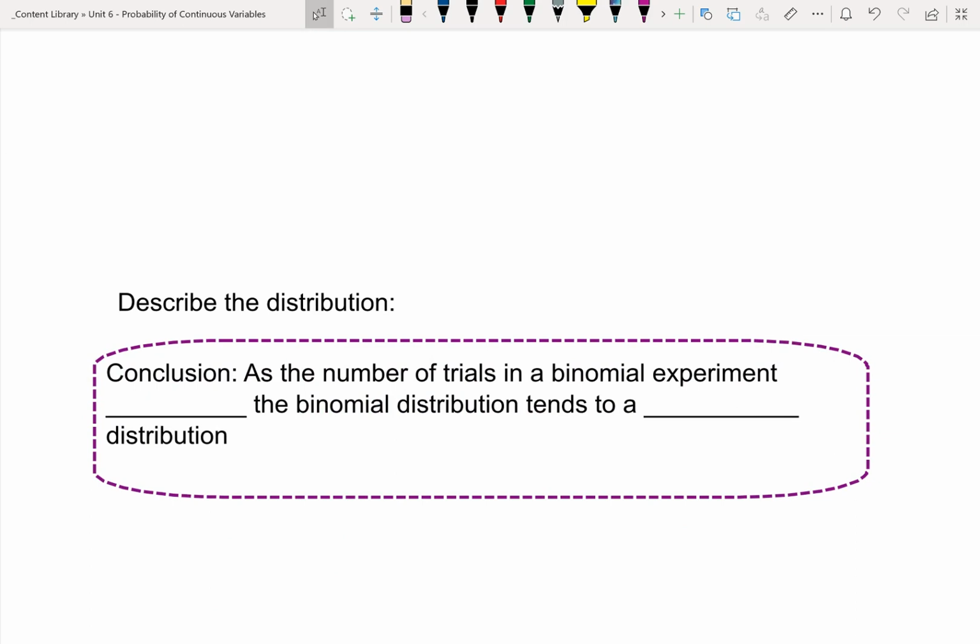So in conclusion, as the number of trials in a binomial experiment increases, because again we've seen examples where there's only one toss, then 2, then 4, then 6, the binomial distribution tends to a normal distribution. So the more trials I do, the more likely the distribution becomes a normal distribution.